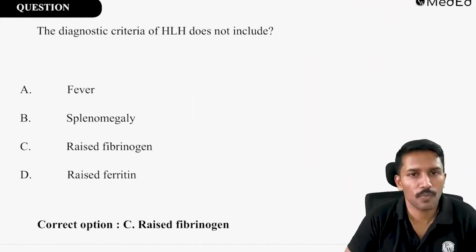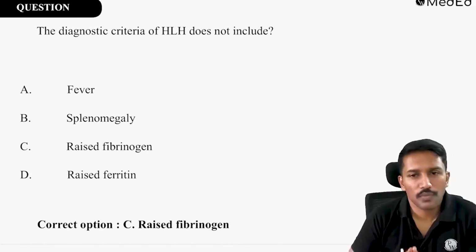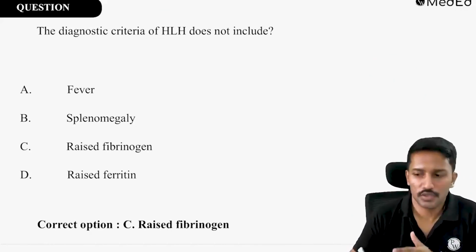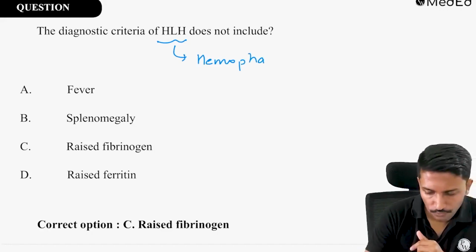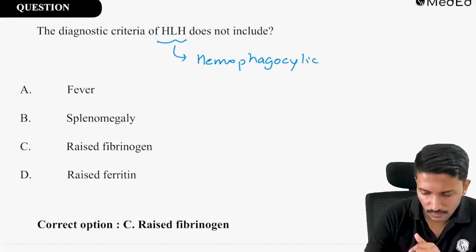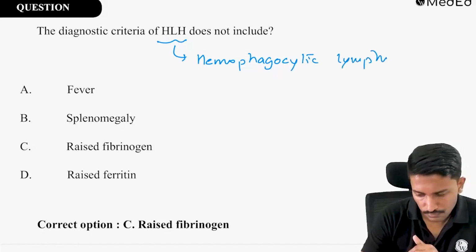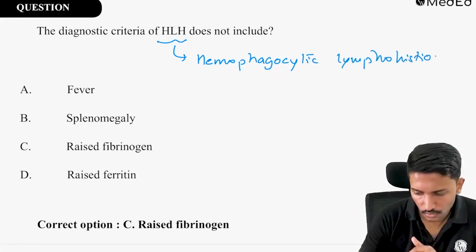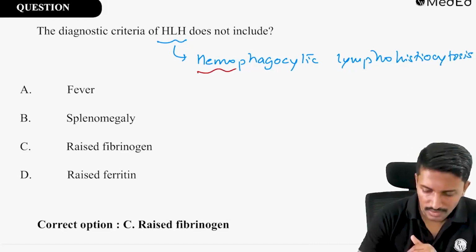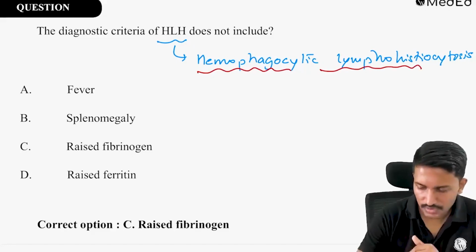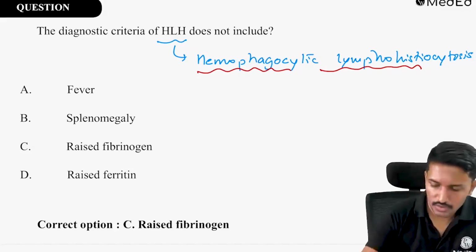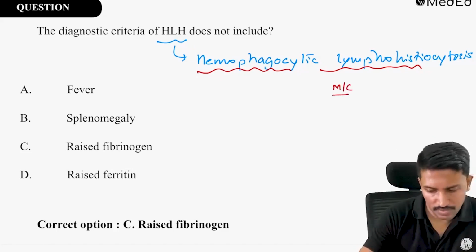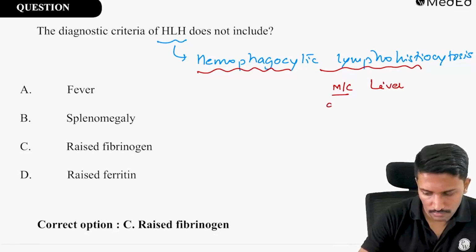Now, next question. The diagnostic criteria for hemophagocytic lymphohistiocytosis. HLH stands for hemophagocytic lymphohistiocytosis. Okay. Now, what is happening in these conditions? There are hyperactive histiocytes, phagocytic histiocytes, which are causing organ damage, right? So here, the most commonly affected organ is going to be the liver.